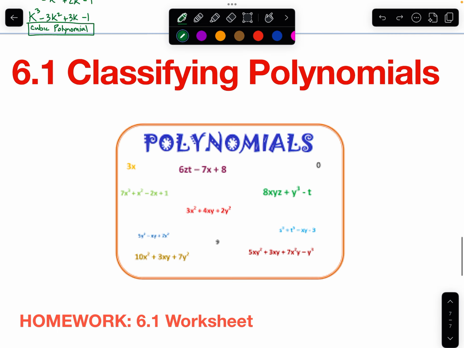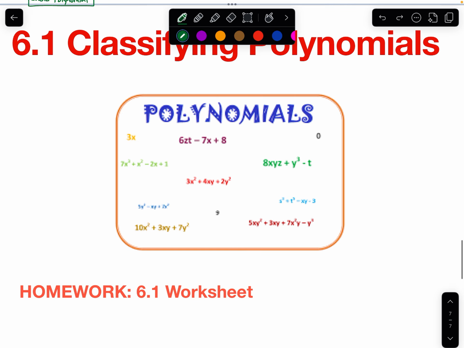So, in this first lesson of this chapter 6, we classified polynomials, we put polynomials in standard form, we simplified some polynomials by adding, subtracting, and multiplying.